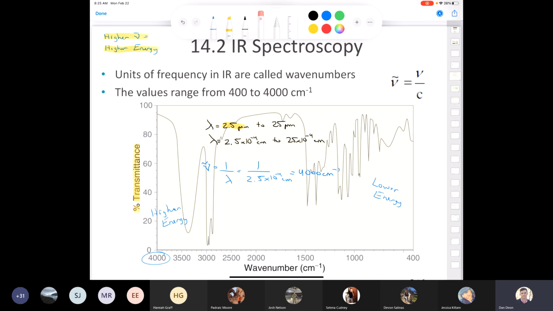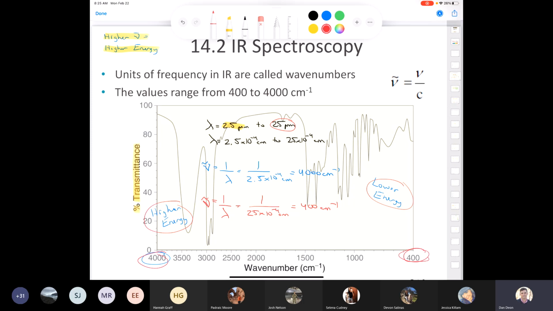Okay, if I do the same thing with my longer wavelength, I get that my wave number is going to be equal to 1 over the wavelength, which is 1 over 25 times 10 to the minus 4 centimeters, and that gives me 400 reciprocal centimeters. So the range of wave numbers goes from 4,000 reciprocal centimeters to 400. At 4,000, we're at higher energy or higher frequency. At 400, we're at lower energy or lower frequency.